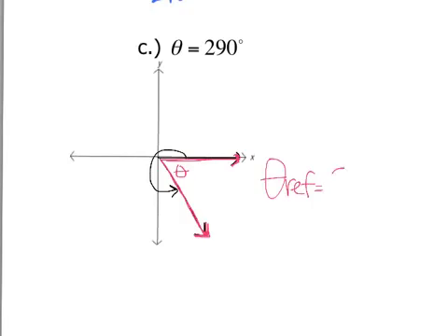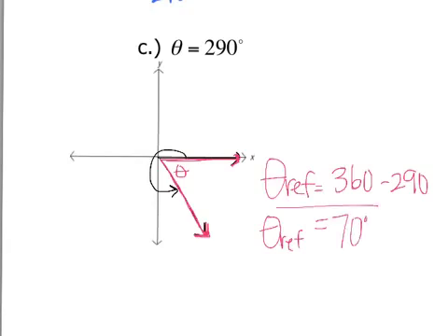Yeah, you could do it that way, sure. You could certainly do 360 minus 290. Anybody do that differently? That's how you guys do it? Okay, yeah, that works. That would be 70 degrees.